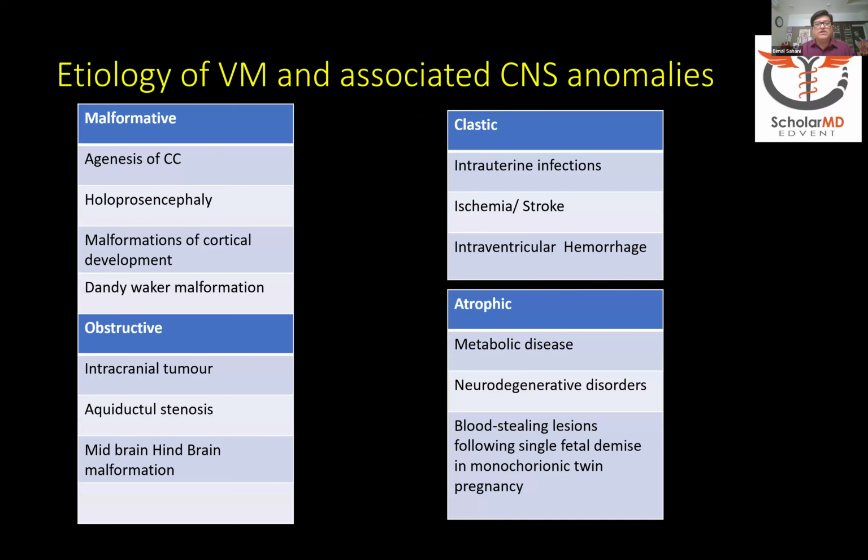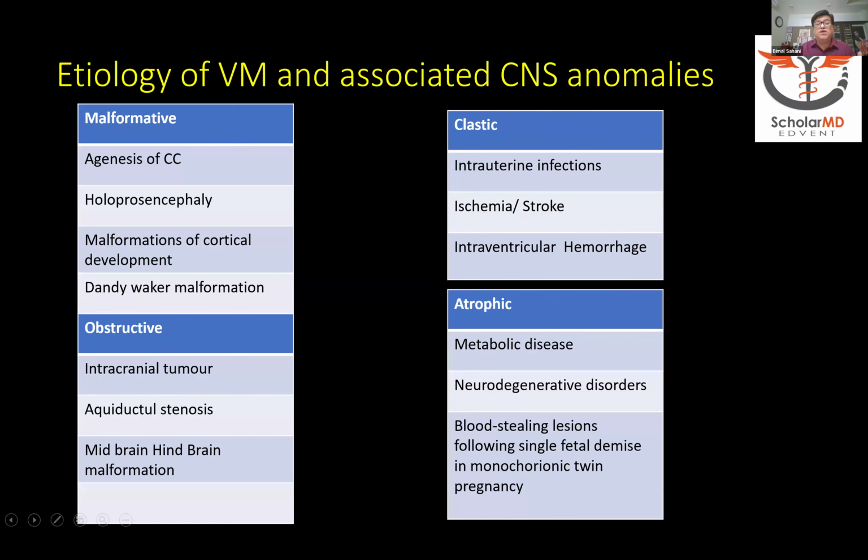And if you look into this, I have just put them into 4 separate sections, where malformative causes are like the ACC, holoprosencephaly, the MCD, or the Dandy-Walker malformation. Obstructive causes could be an intracranial tumor, aqueductal stenosis, or midbrain hindbrain malformations. You can have clastic causes, because of infections, ischemia, or intraventricular hemorrhage, or it can happen because of an overall atrophy of the brain due to metabolic disease, neurodegenerative disorders, or blood-stealing lesions following the single fetal demise in a monochorionic twin pregnancy.